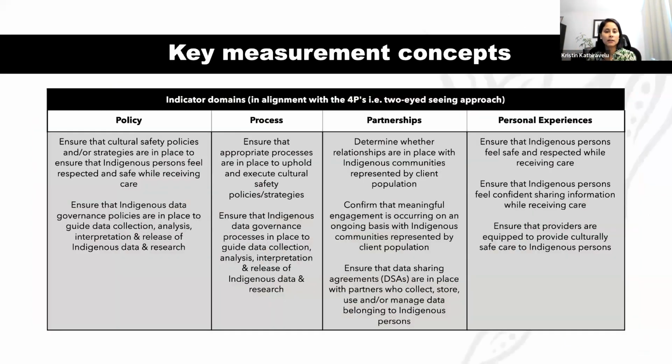Some of the key measurement concepts here. So here are the indicators. Prab alluded to the two-eyed seeing approach to data, so incorporating strengths of the Western and Indigenous-based approaches to data. And so what we did is we presented our indicator framework in alignment with the 4 Ps that Marlon presented earlier. And just as a reminder, what those 4 Ps represent are policy, processes, partnerships and personal experience indicators.